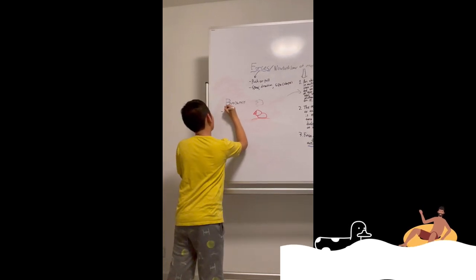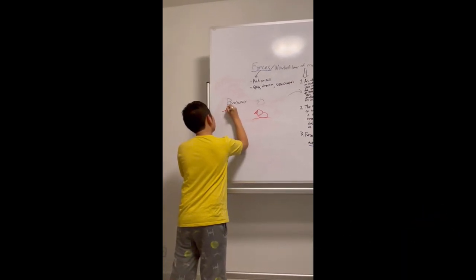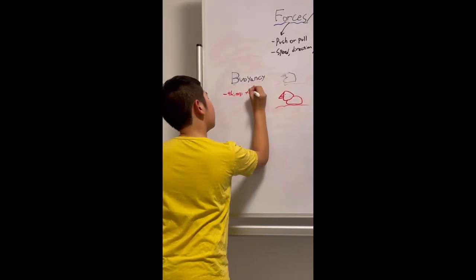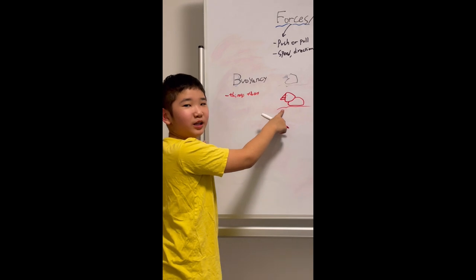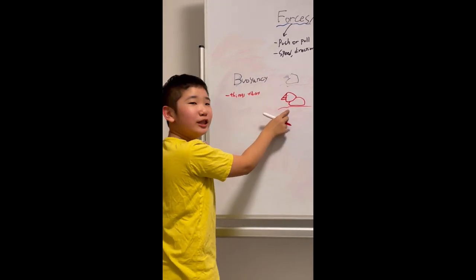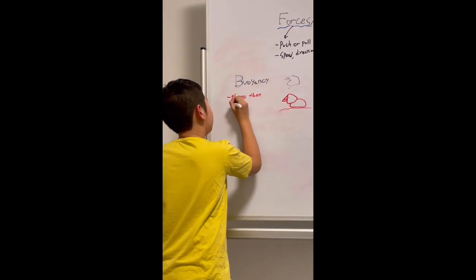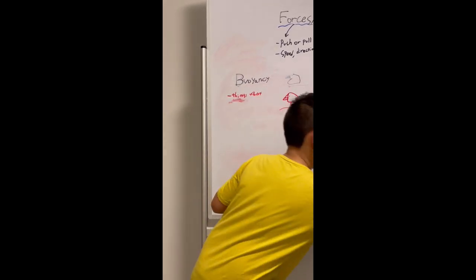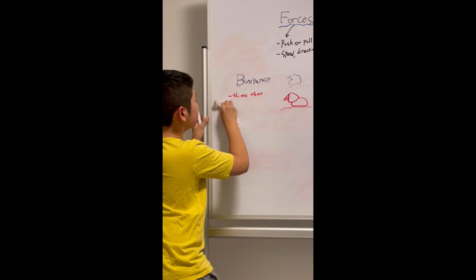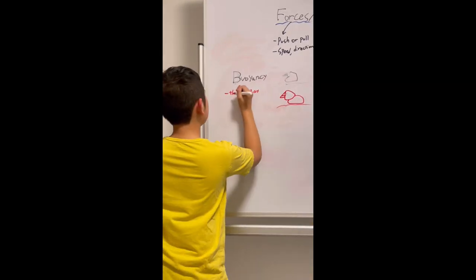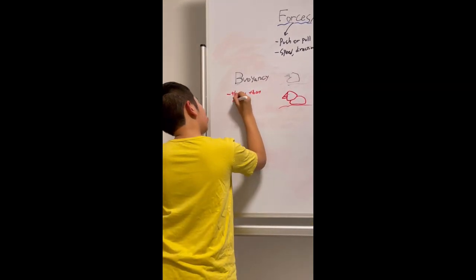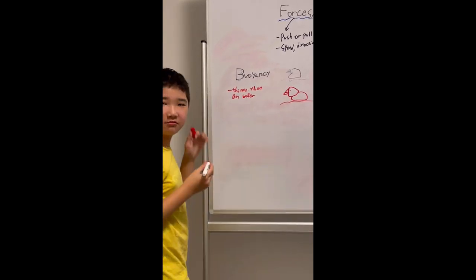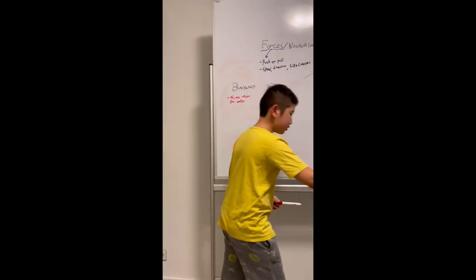Buoyancy makes things float. Things float in water. Everybody, this is not blood. I don't have blue, so I draw like this. It's water. Things float in water, or better to say on water, like this rubber duck.